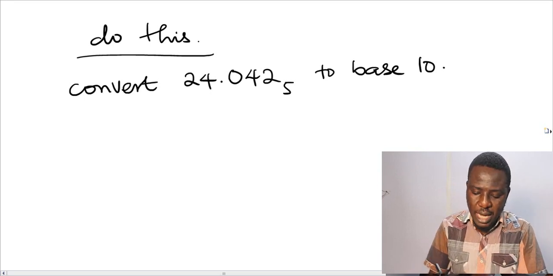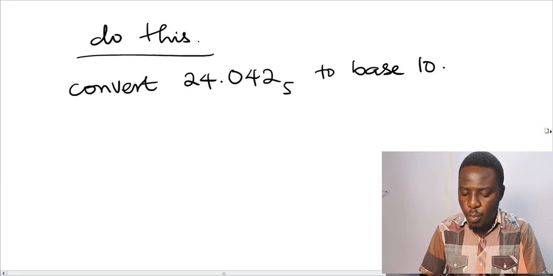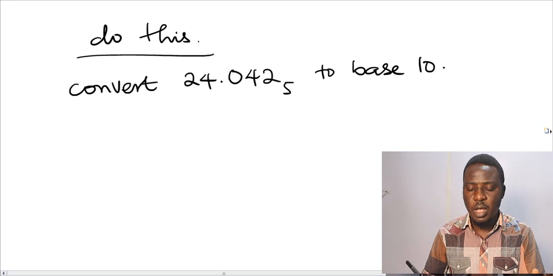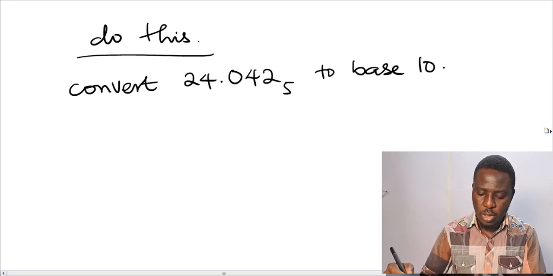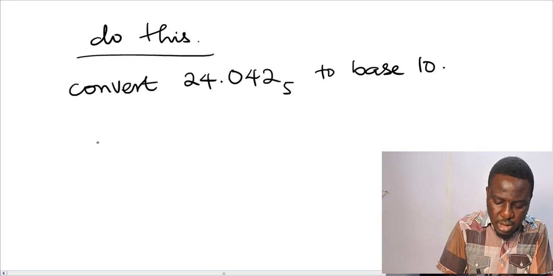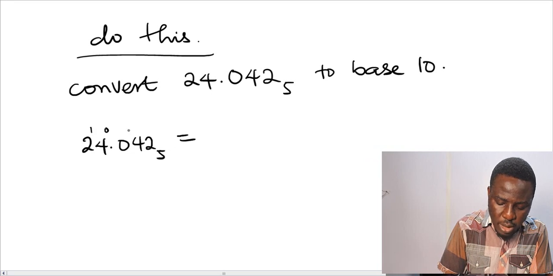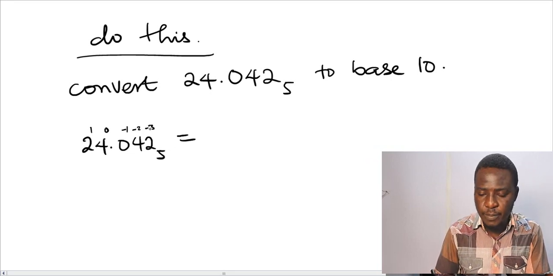Now, at the previous class, I said in order for you to convert 24.042 base 5 to base 10, you have to first of all expand this digit as a multiple of the base, all raised to the power based on their place values. That is, 24.042 base 5 can be expressed as follows: this part has place values of 0 and 1, while the digits from the decimal point to your right take the place values of -1, -2 and -3.